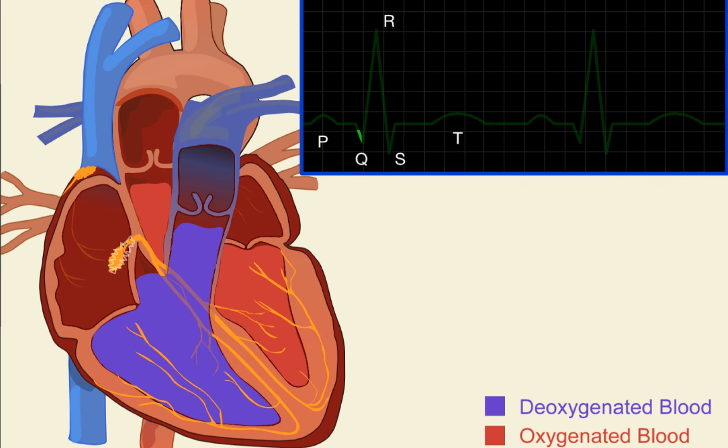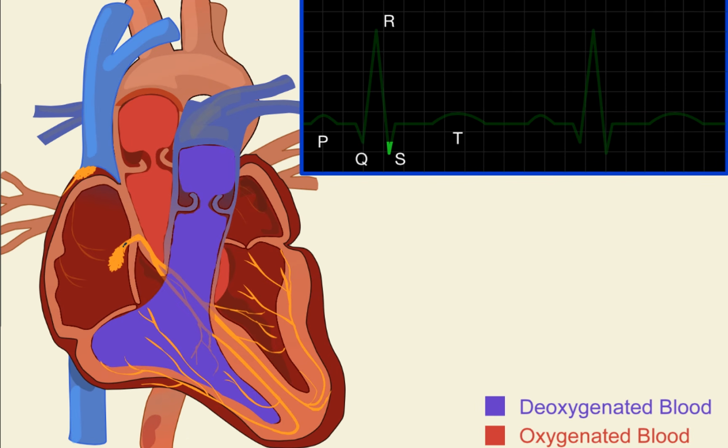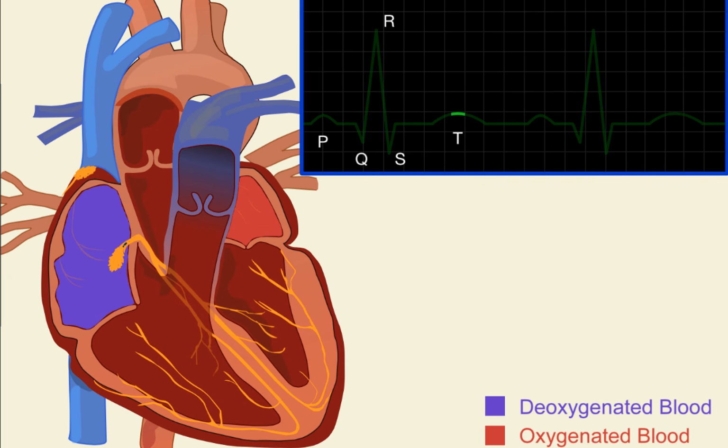At this point, the signal travels through the bundle of His into the bundle branches. This is represented by the Q wave. And finally, the signal travels through the Purkinje fibers, which causes the ventricles to contract and thus pump blood from the right ventricle into the lungs and from the left ventricle into the rest of the body. This is represented by the R and S wave. The last T wave represents the recovery of the ventricles.